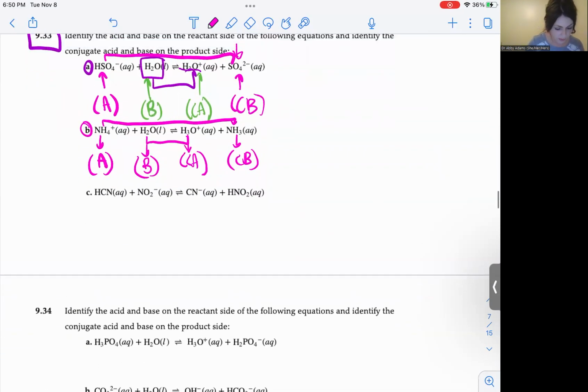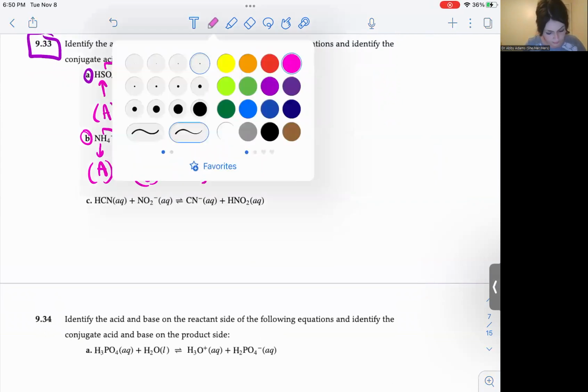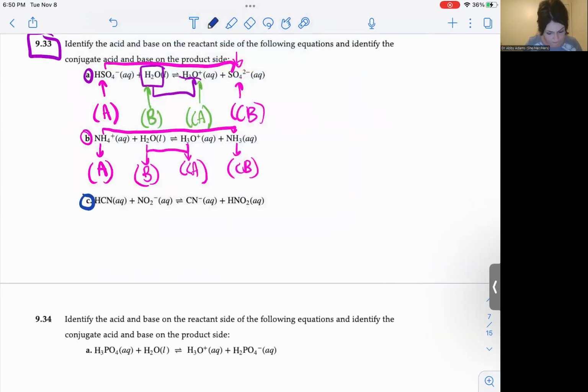Pretty straightforward. All right. Oh, nope. Now I don't have water. So how am I going to do this one? Well, I can look and follow the cyanides here. I can look at the reactants and the products and see how this compound has changed. It has lost the hydrogen. So this hydrogen is donated. This must be our acid, and this must be our conjugate base.